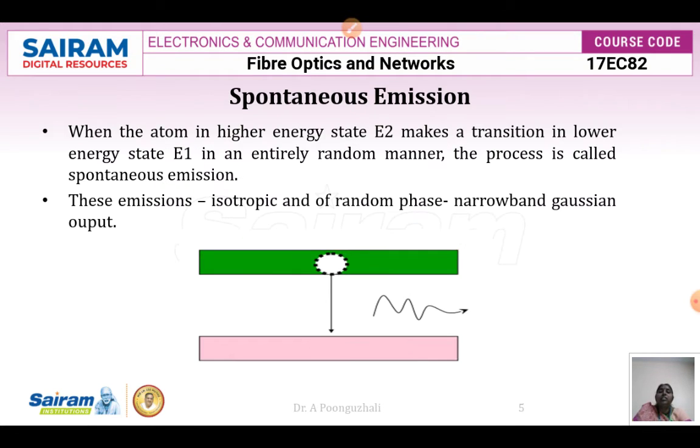Next is spontaneous emission. Spontaneous emission is when the atom in the higher energy state makes a transition to the lower energy state in a random manner. When it is a spontaneous emission, the emission is of an isotropic nature and it is going to have a random phase. The output follows a Gaussian output. A narrowband Gaussian output is the output structure there.